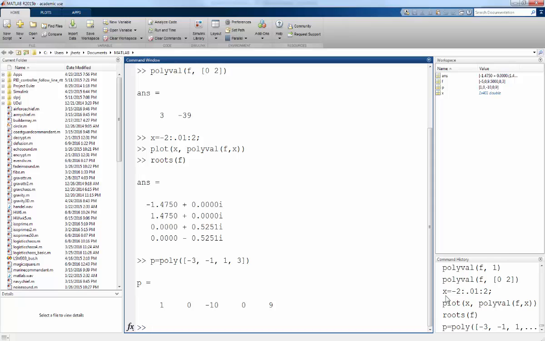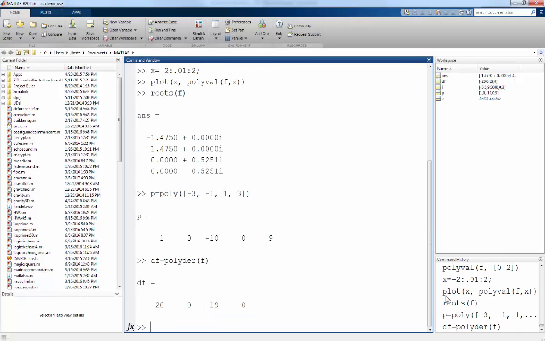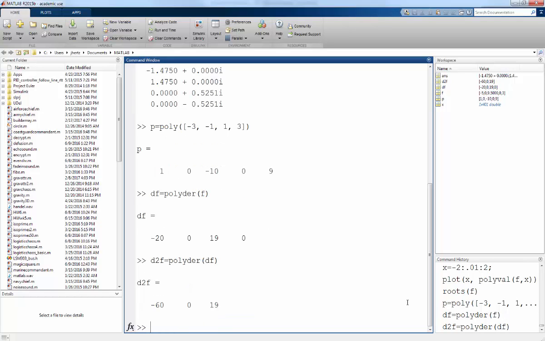Now for derivatives, there is a function built into Matlab which will determine the derivative of a polynomial. So if we want to know the derivative of that polynomial f, then we use the function polyder, and this tells us the derivative of that polynomial f is negative 20x cubed plus 19x. If you want the second derivative, you can do this again. So the second derivative is negative 60x squared plus 19.